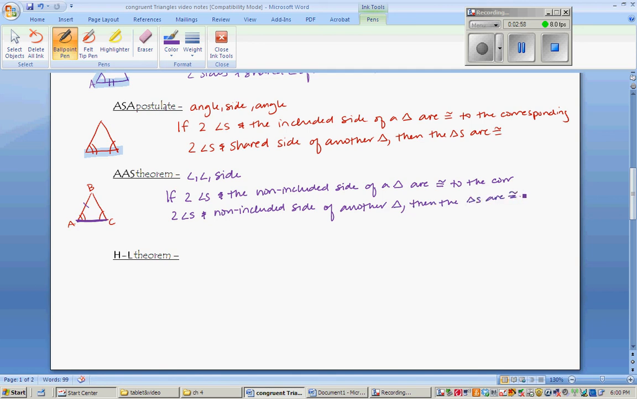We'll practice distinguishing between AAS and ASA, and then we're going to practice identifying triangles that are congruent using all four methods that we know so far. We'll save HL for the next day.